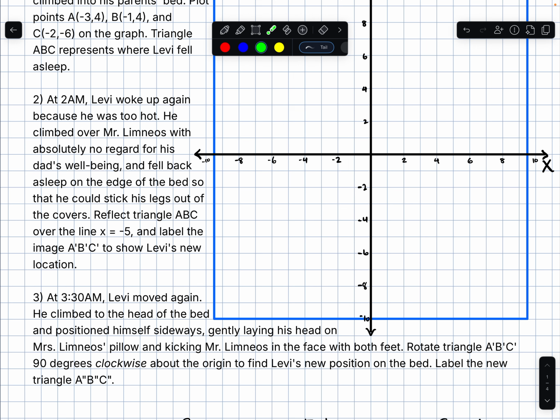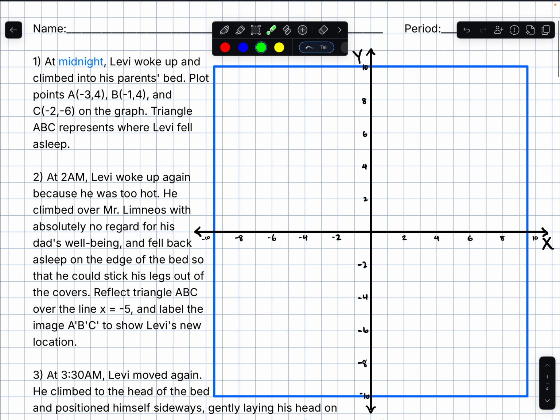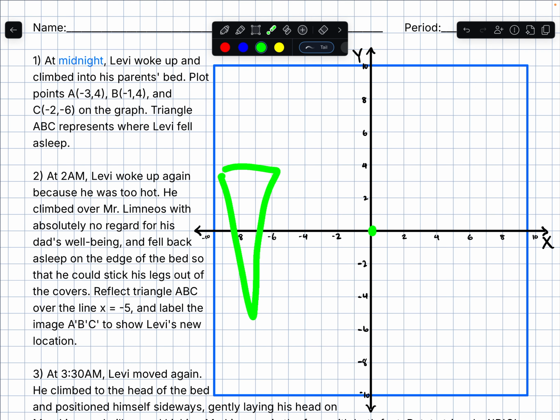Finally, my son rotated this time on the bed, so you're going to rotate triangle A prime, B prime, C prime, not the original ABC, but whatever we graph here in number 2. We're going to take that second triangle we draw and rotate it 90 degrees clockwise about the origin. So we'll take a triangle, rotate it around the origin 90 degrees, and we'll have some new triangle there.